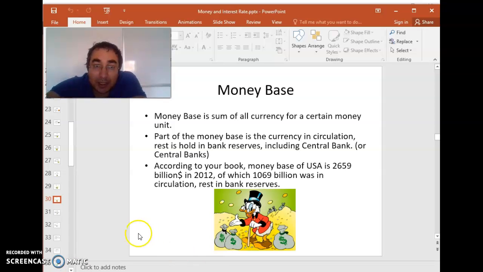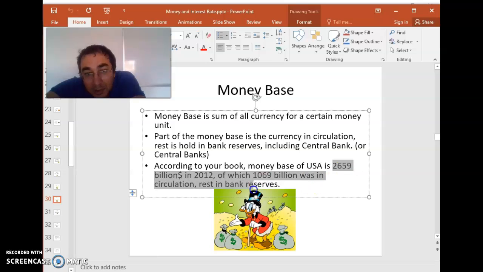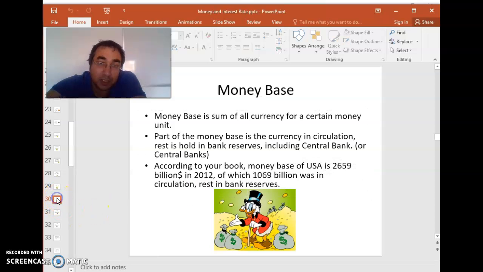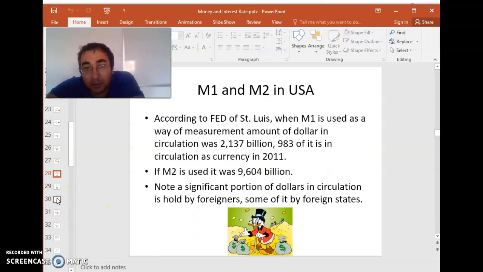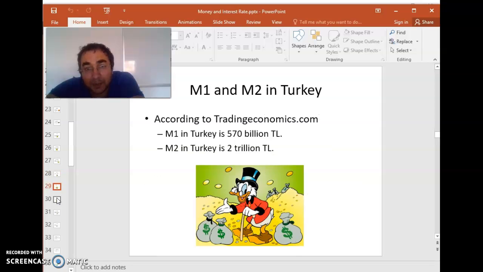In the United States, base money is actually maybe higher than the M1, 2.6 billion, and less than half of it is actually in bank reserves, 1,069, which tells you there is a problem there. Yes, it is higher than the M1 actually.